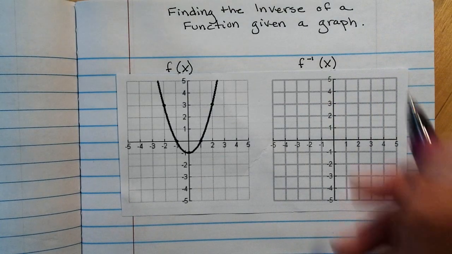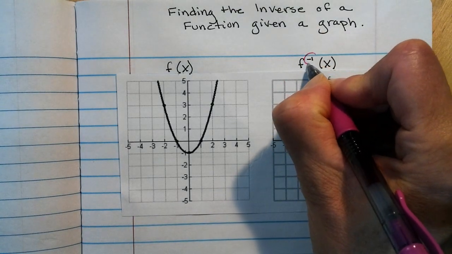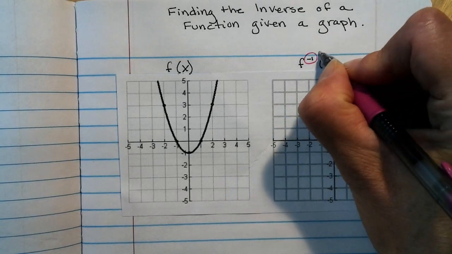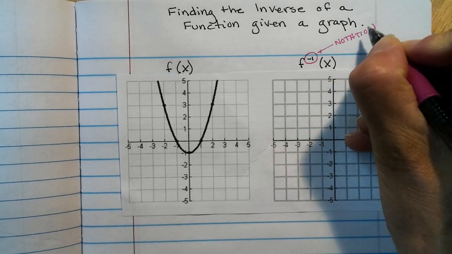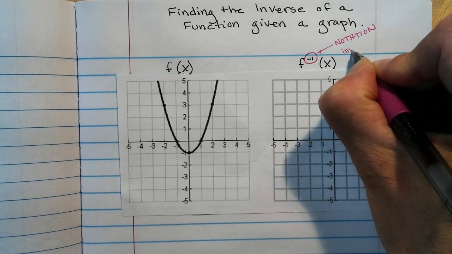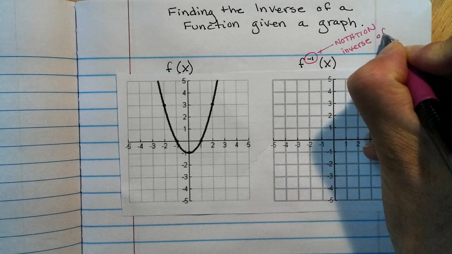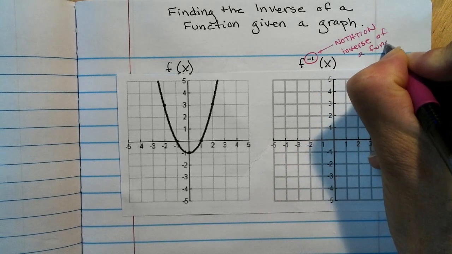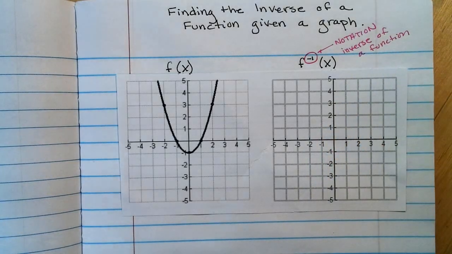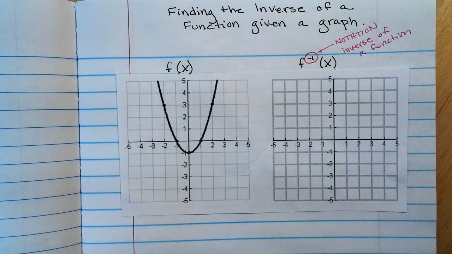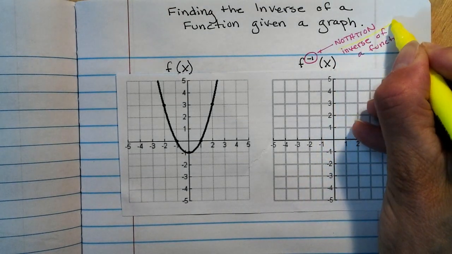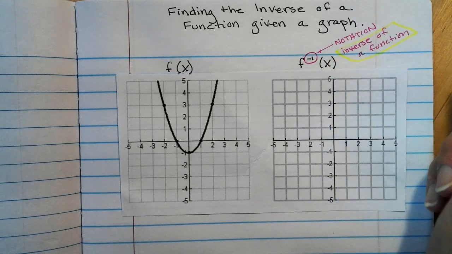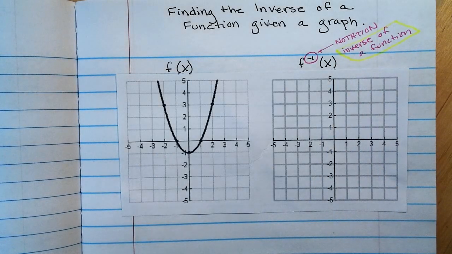What I want to point out to you is that if you notice this notation, this is not an exponent, this is notation for the inverse of a function. So I want you to think of inverse of a function as one word, okay? Because there are other types of inverses in math, but for the inverse of a function, you have to look at all of that together.